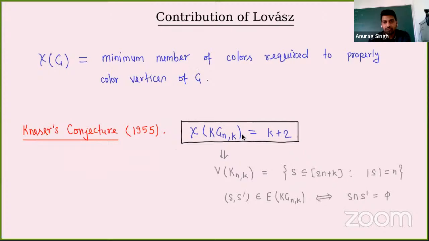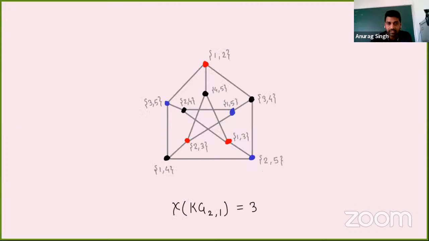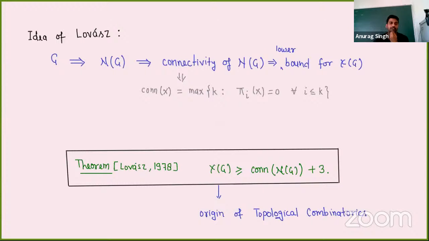And it's not very difficult to color this graph with k plus 2 vertices. So it turned out to be exactly the same. So he proved this conjecture by assigning a simplicial complex to a graph G. And this was the origin, like the birth, of the topological combinatorics area, which people are now actually working in.